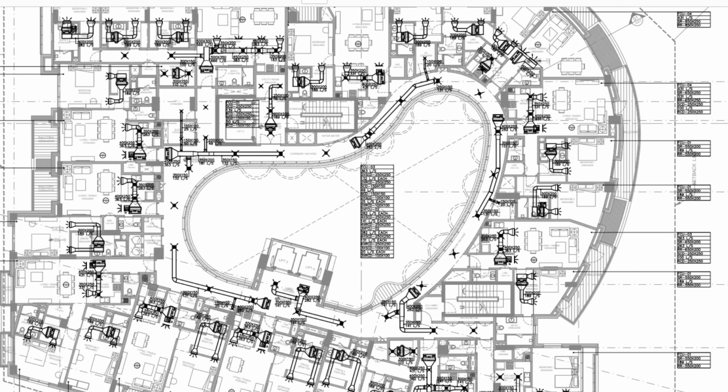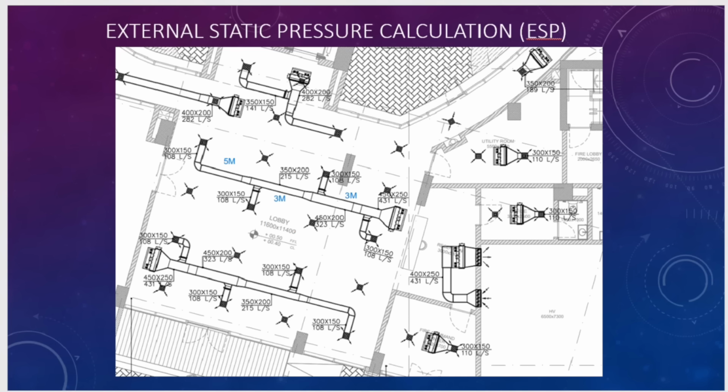Hi friends, we are going to see how to perform ESP or external static pressure calculation. In this project, chilled water from an air cooled chiller is supplied to different FCUs located for different rooms. We will take one FCU from here and perform the ESP calculation. I'm going to consider this FCU which is located in the lobby area.